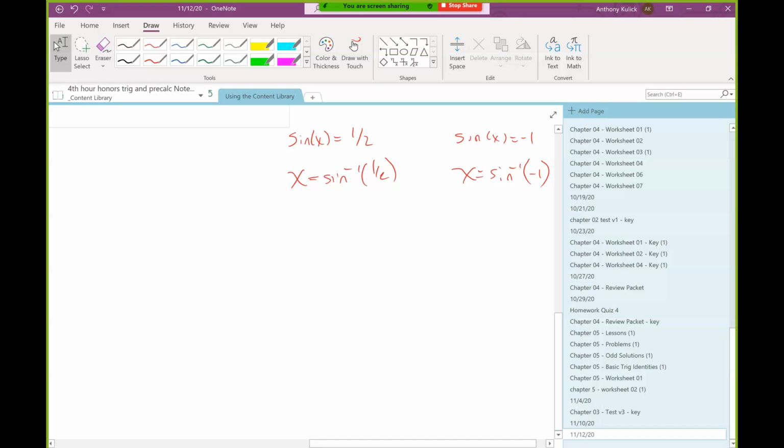Okay to there. If I go and I look at my unit circle, I see that sine inverse is equal to 1/2 at pi over 6, and also at 5 pi over 6, and is equal to -1 only at -3 pi over 2. So these are our answers for part A.